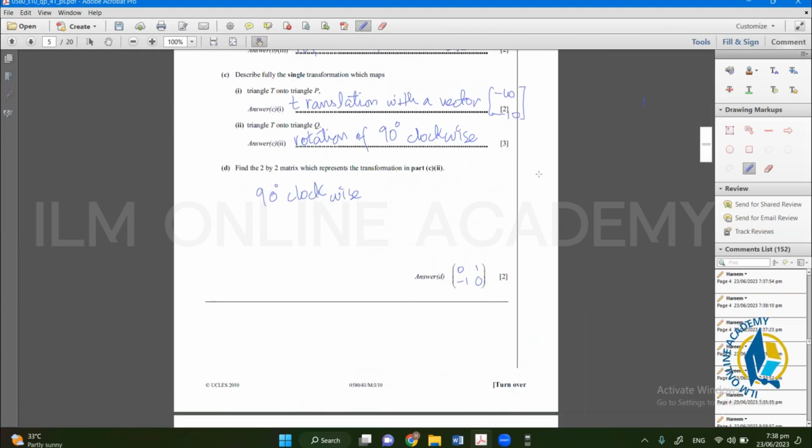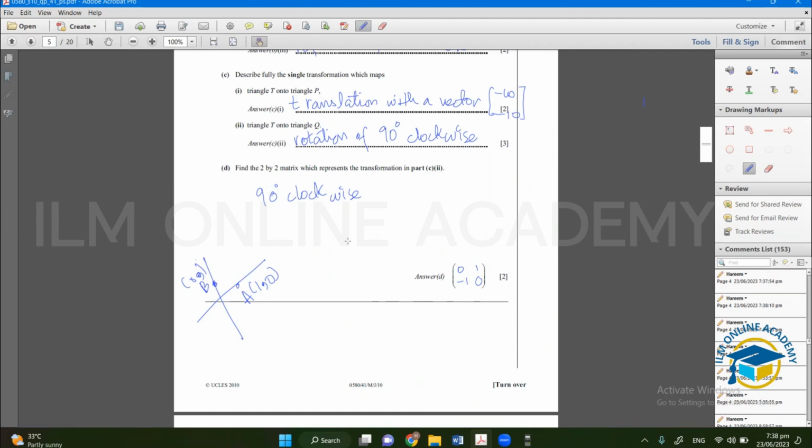Always remember that if you are asked to find any transformation matrix, always use the standard form of the transformation matrix. And the standard form is this: draw a grid and consider this is point B, this is point A, it's 1 0 and it's 0 1. Now whatever you are assuming, like I am saying that it's a 90 degree clockwise rotation, so do this on these.